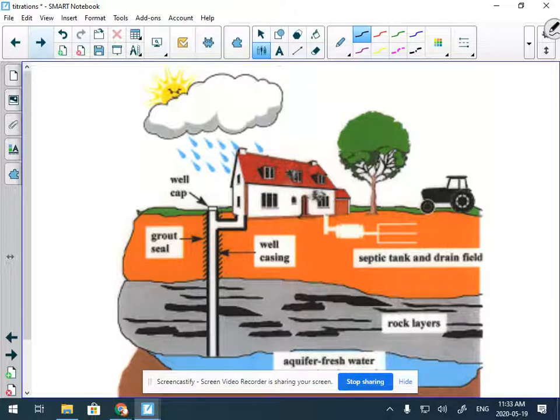Now, you guys in town get all of your drinking water from the Red Deer River. So when you turn on a tap and water comes out of the tap, or you're having a shower, that's all river water that has been treated at the waste treatment plant in Red Deer.